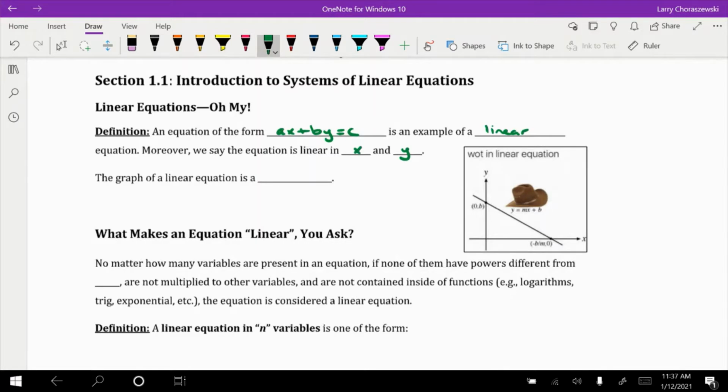Okay, and by saying that, it should be clear that x and y are variables, and we can assume that a, b, and c are constants or real numbers. And the graph of a linear equation, as you might expect, is a line. And I have an example of the graph of a linear equation. Really, it's just an excuse for me to put in a Watt meme, but Watt and linear equation.